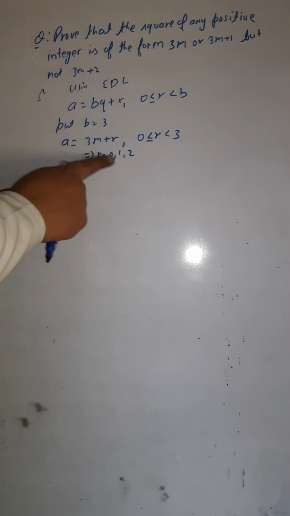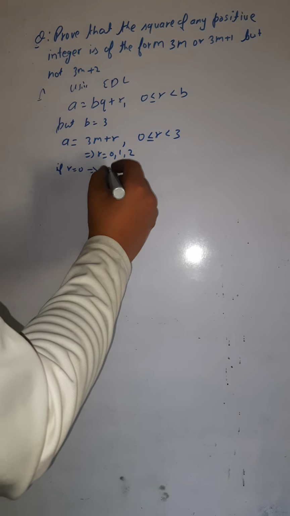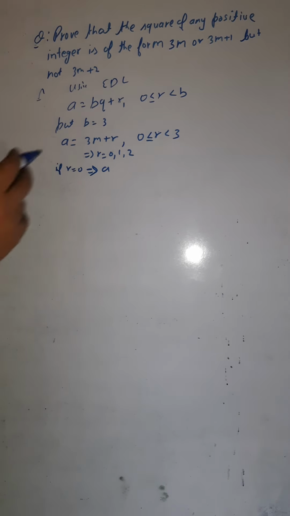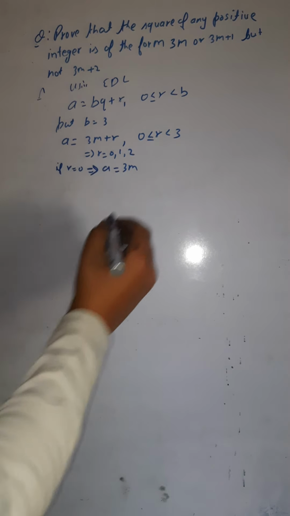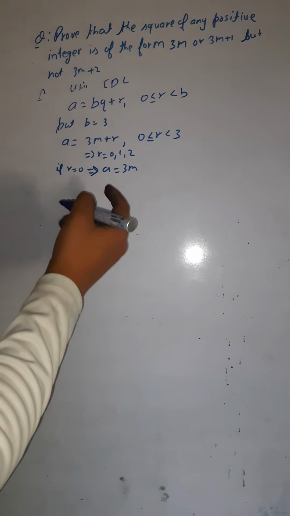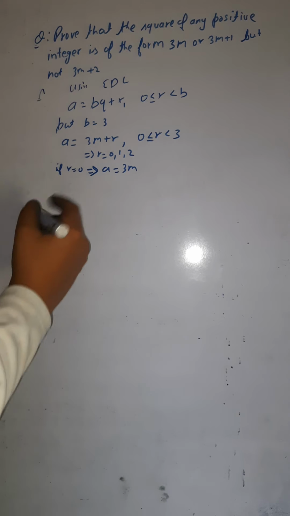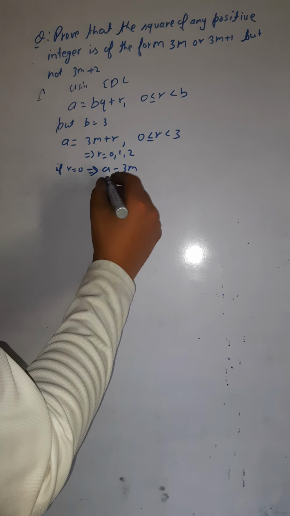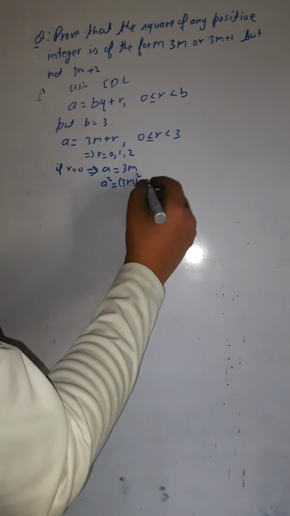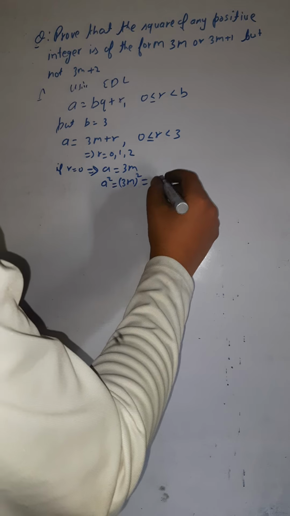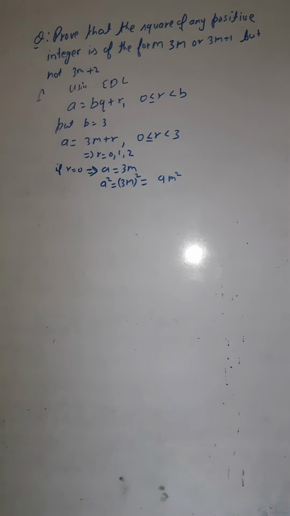Okay, so put the value of r as 0. Now if r is equal to 0, it implies a would be equal to how much? If r is 0, a would be 3m. Find its square. No need to write even and odd, because you have to find the square of everyone. So the square would be how much? a square would be the square of 3m, which can be written as 9m square. a square is equal to 9m square.